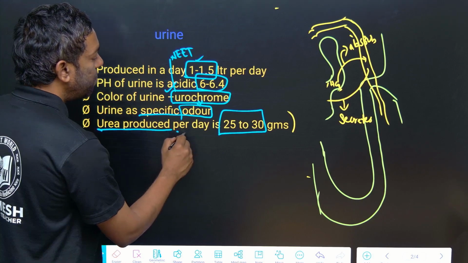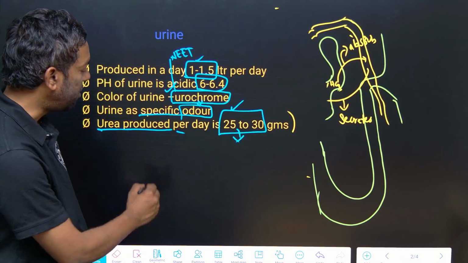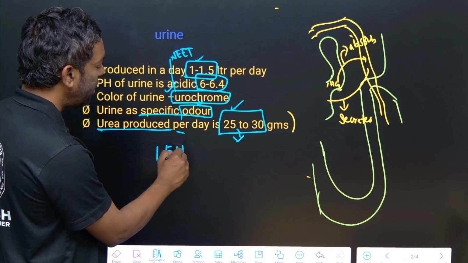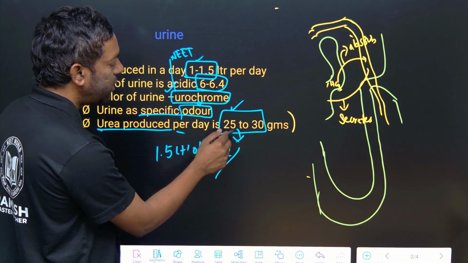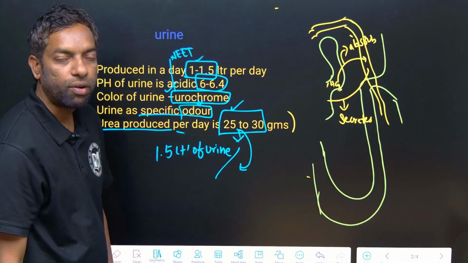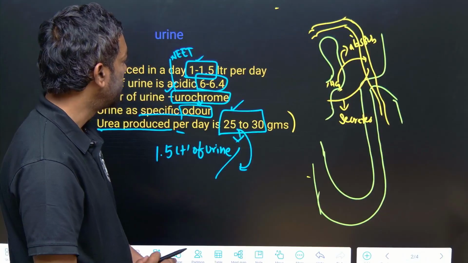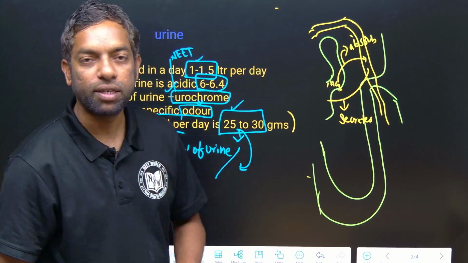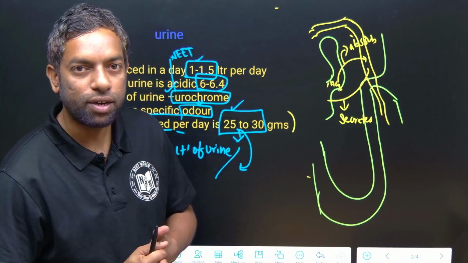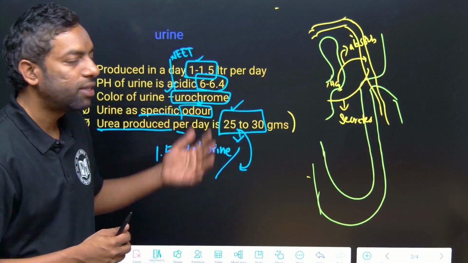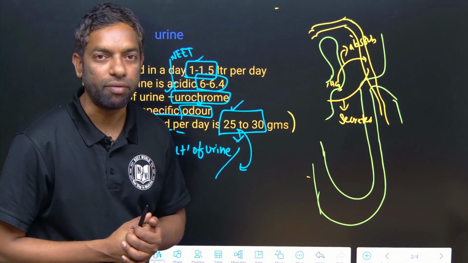Urine produces how much urea per day? 20 to 30 grams. They might ask how much urea is produced in 1.5 liters of urine: 25 to 30 grams per day. This is all about the excretory organs involved in excretion, the disorders, and the excretory products. This is all most important for exam point of view. Thank you guys.